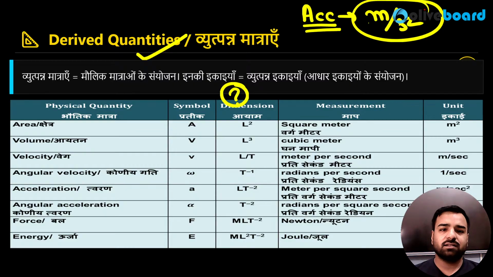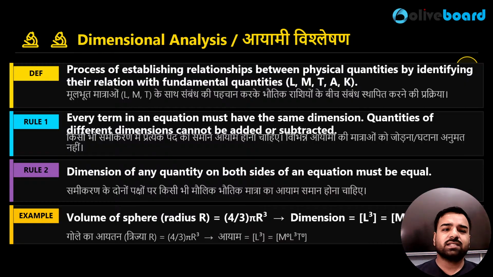Let's start the discussion. First of all, what is dimensional analysis? How do we calculate it? It is the process of establishing relationships between physical quantities by identifying their relation with the fundamental quantities. So it was L, M, T, A, K.